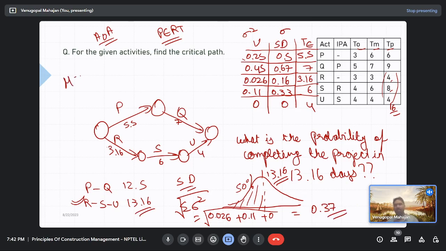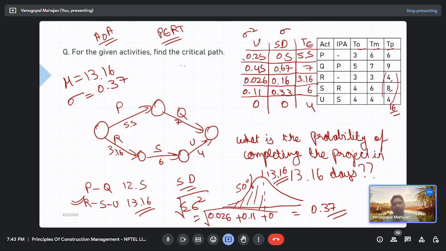So what you have got? You have got mu is equal to 13.16. Sigma is equal to 0.37. See, why you are getting so low a value of standard deviation is, if you see for R, S and U, their TO, TP and TM are quite close, right? For R and U there is 0, for S there is some value, but for R it is very small. So that means the overall standard deviation for this path itself is very less. If you had calculated for the other path PQ, you would have got some bigger value, but in this case you have got mu and sigma.